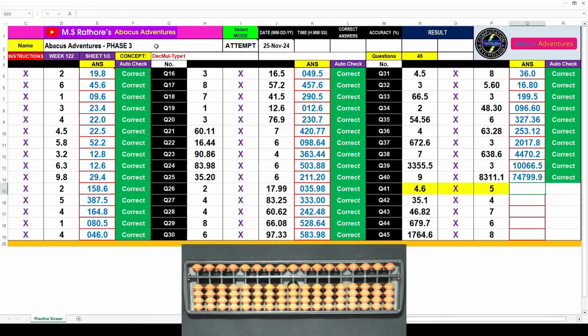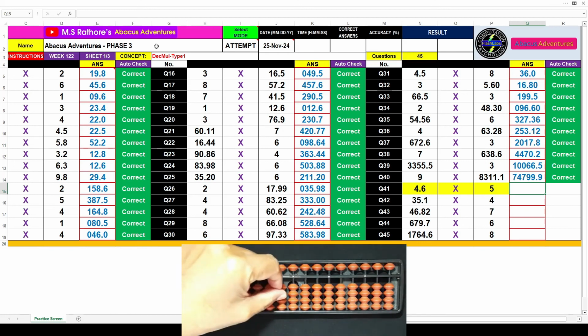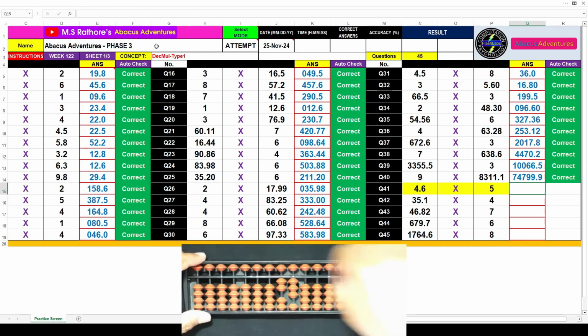Question number 41, 4.6 multiplied by 5. Rod number 2. 5 4s are 20, shifted. 5 6s are 30. And the answer is 23.0. Why a 0 after the decimal point? Because the question contained one place after the decimal point. So the answer is 23.0.